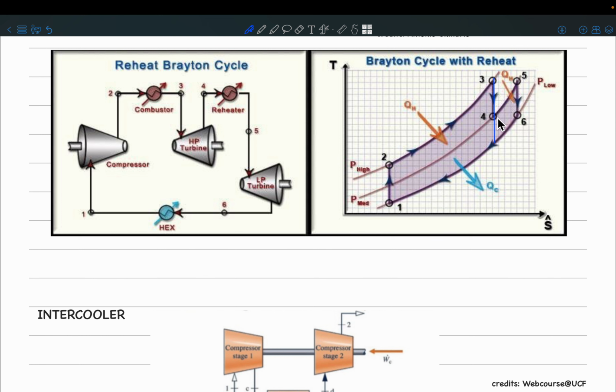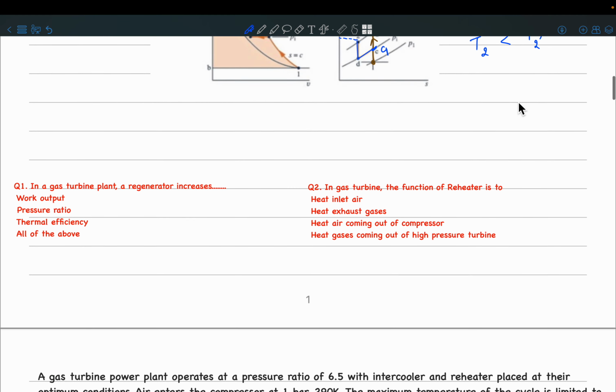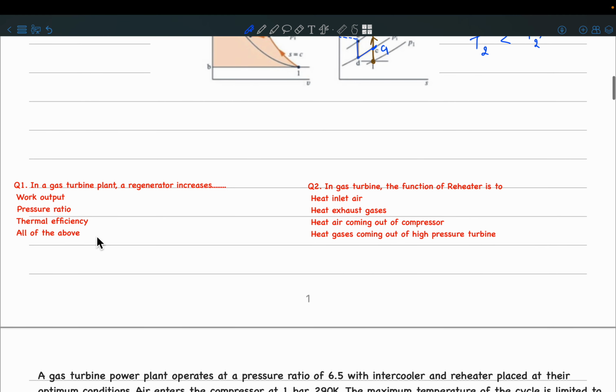What you are essentially doing by adding this reheater is increasing the thermal efficiency, because now in the low pressure turbine, because the fluid was at higher temperature, the expansion of higher temperature gas will help you increase the thermal efficiency. So the answer here is going to be thermal efficiency, right? Okay, question 2, in a gas turbine, what is the function of a reheater? It is basically to heat the gas coming out of the high pressure turbine. Okay.